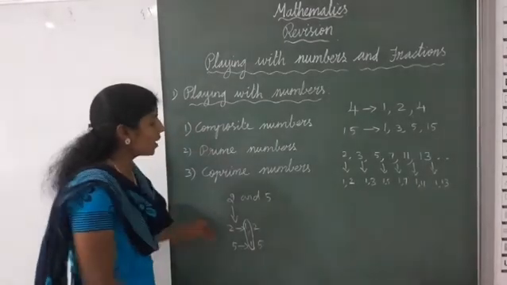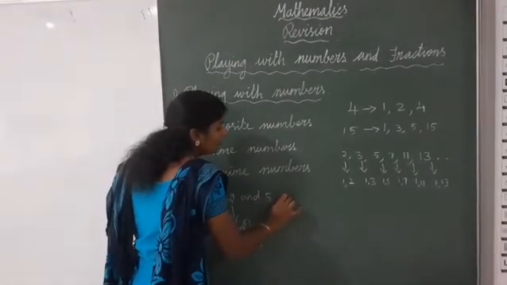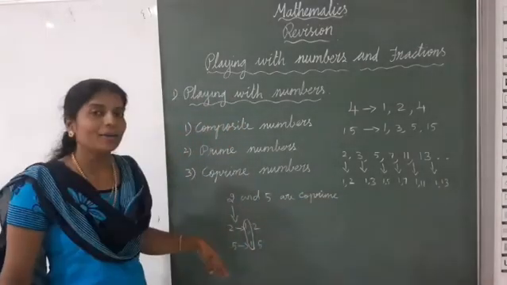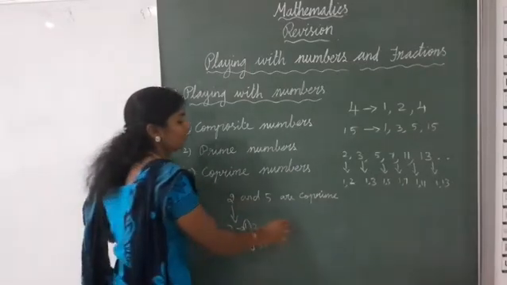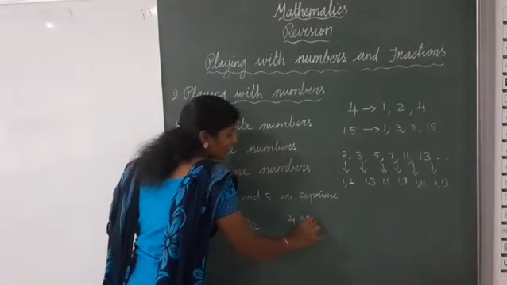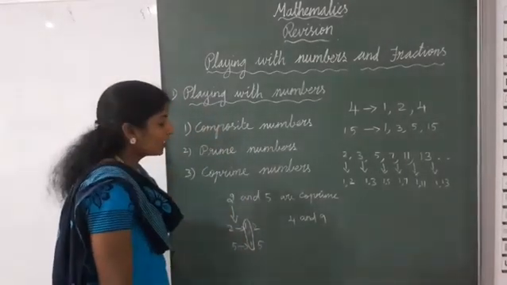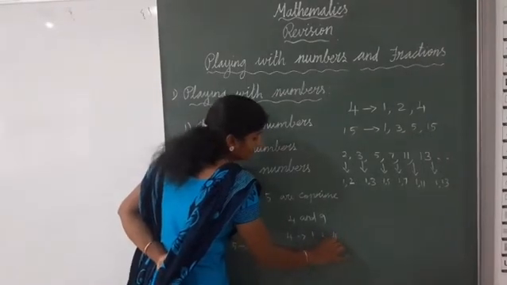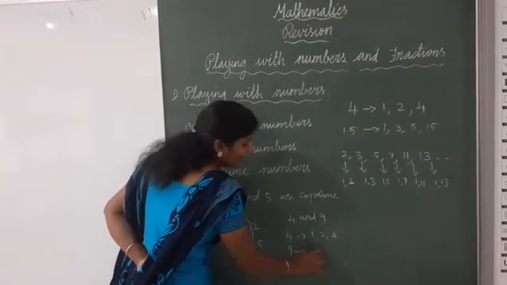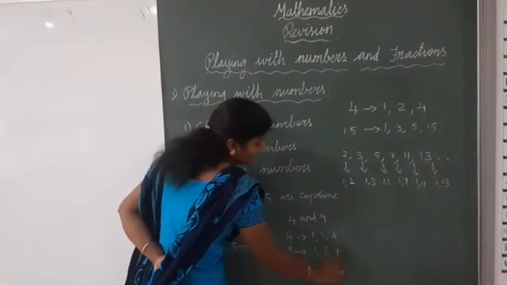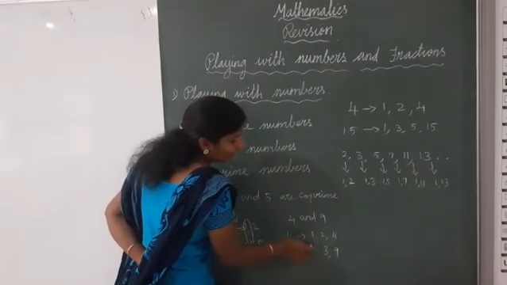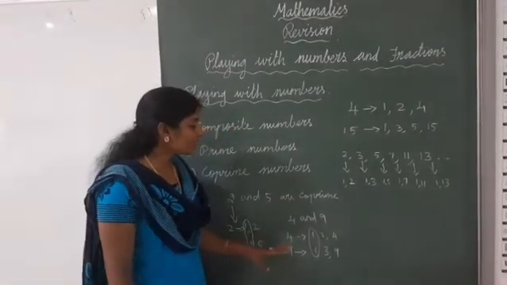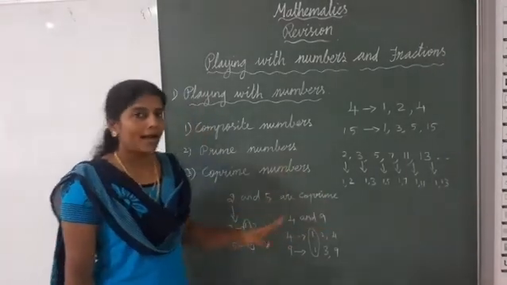So we can say 2 and 5 are co-prime. Okay, those were prime numbers. Now if you take any 2 composite numbers, 4 and 9, are 4 and 9 co-prime? Now we can write the factors. What are the factors of 4? 1, 2, 4. Then the factors of 9? 1, 3, then 9. Now here what are the common factors? Only 1. So we can say 4 and 9 are co-prime.